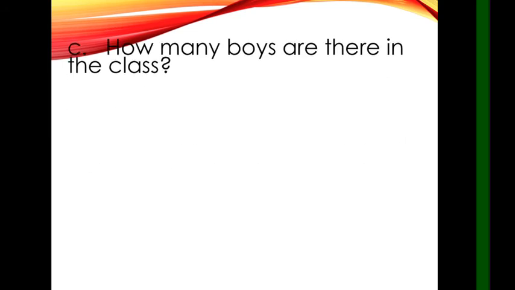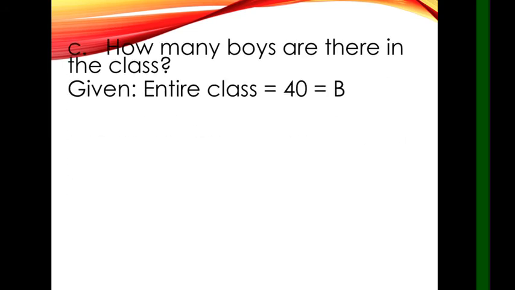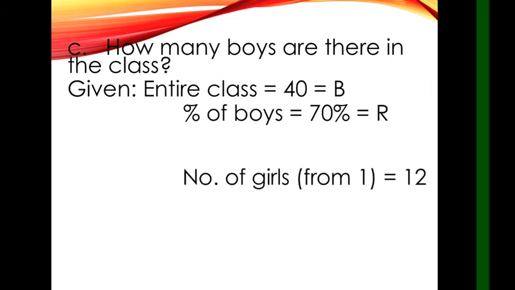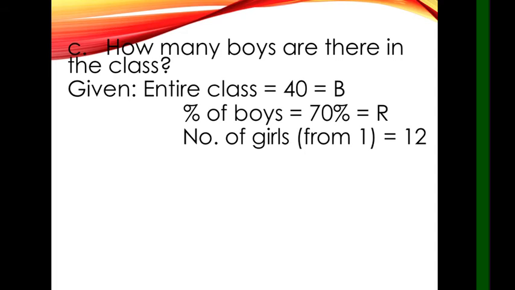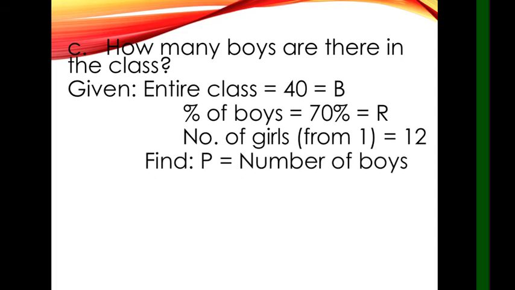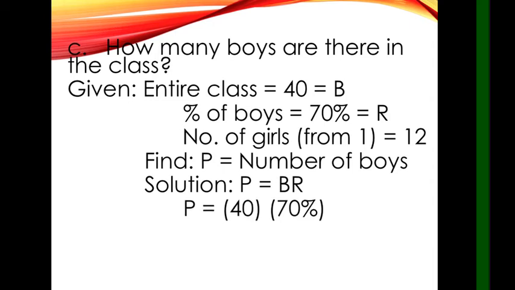How many boys are there in a class if 70% are boys? So the entire class is 40, and 70% of it are boys. The number of girls is 12. So P equals the number of boys. Solution: P equals B times R, so 40 times 70%, or 0.70, gives 28. Or just simply subtract 40 minus 12, and the answer is 28 for the number of boys in the class.